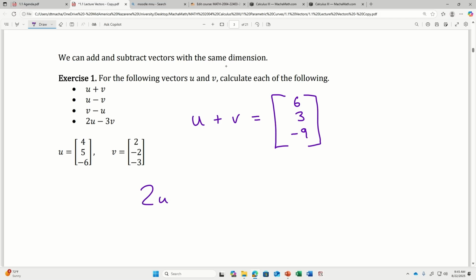What if I want 2u minus 3v? Can somebody tell me what that one's going to be?